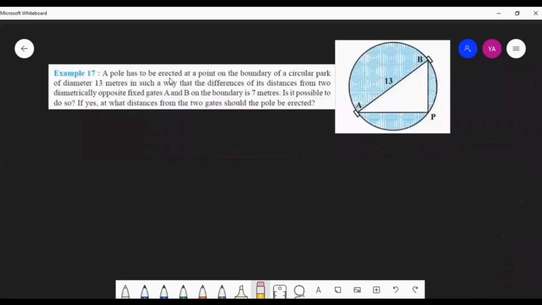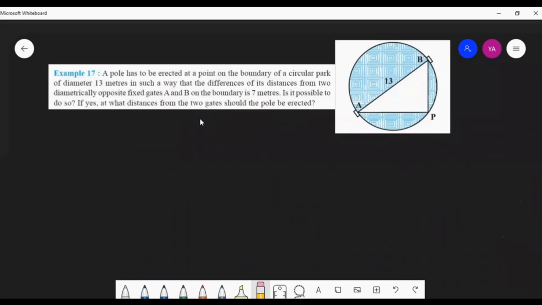A pole has to be erected at a point on the boundary of a circular park of diameter 13 meters in such a way that the difference of its distance from two diametrically opposite fixed gates A and B on the boundary is 7. Is it possible to do so? If yes, at what distance from the two gates should the pole be erected? So I hope the question is clear.